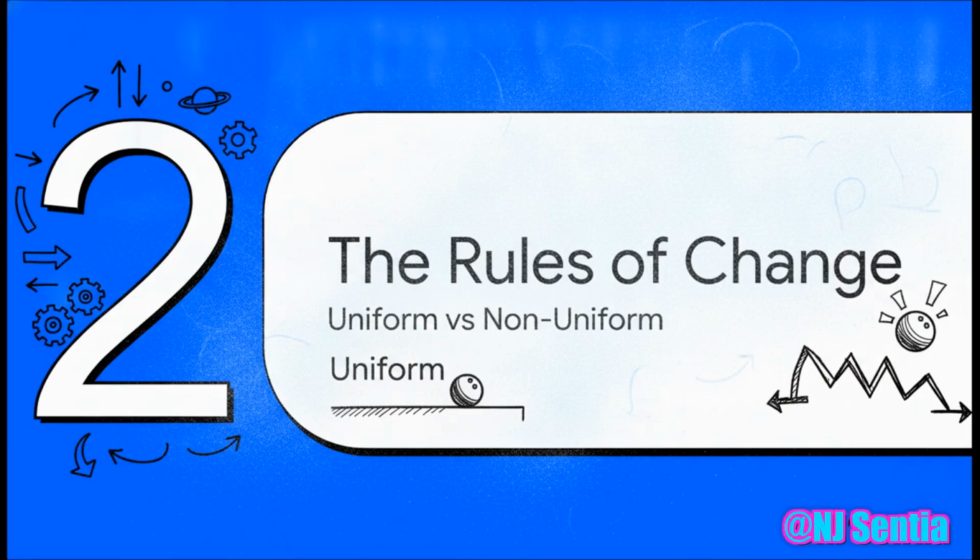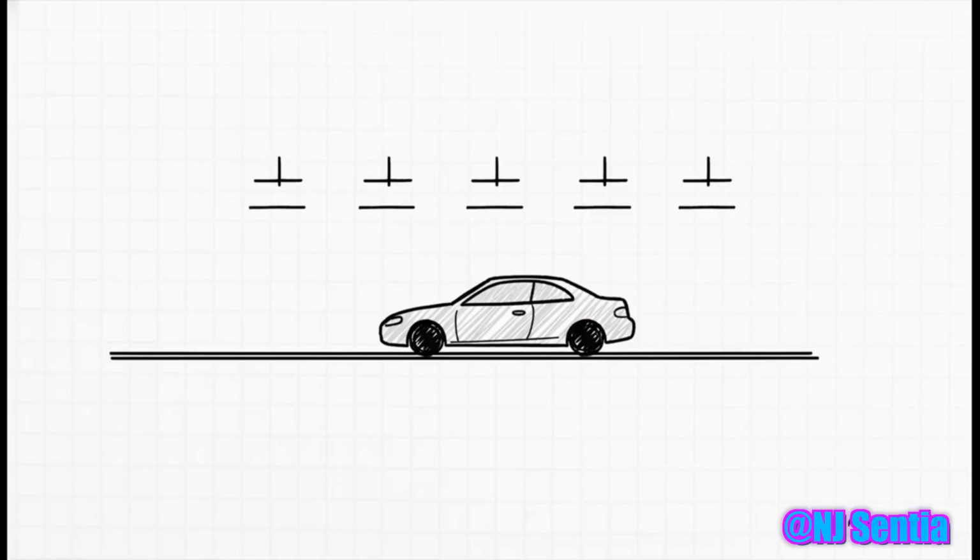Section 2. The rules of change. Uniform versus non-uniform motion. Now that we've got our vocabulary down, let's look at how things actually behave, starting with the two main categories of motion in our universe. First up is uniform motion. Picture a car locked on cruise control on a perfectly straight, totally empty highway. It's covering equal distances in equal time intervals. Since it never speeds up, slows down, or changes direction, its velocity is totally constant. This represents mathematically clean movement with exactly zero acceleration.